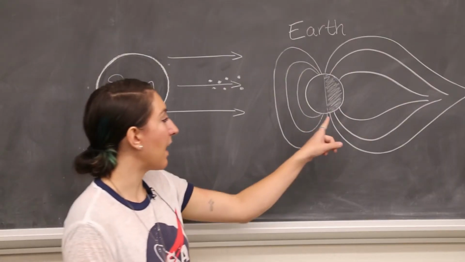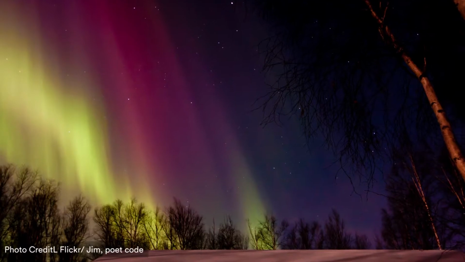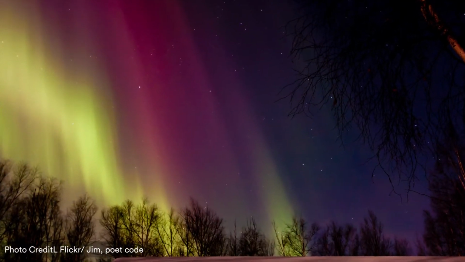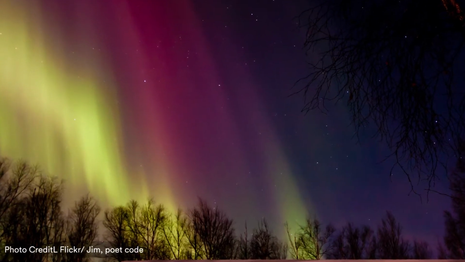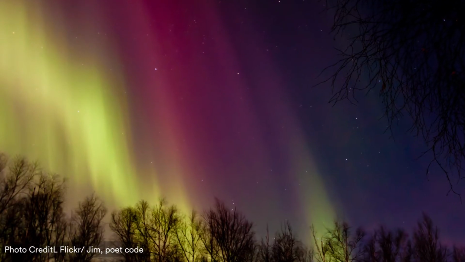When it reaches our atmosphere at these polar regions, the electrons from the sun will interact with the oxygen and nitrogen. Those are the most abundant gases in our atmosphere. And that is what causes these colors to show up. And they show up in kind of these curtains due to the structure of the magnetic field.